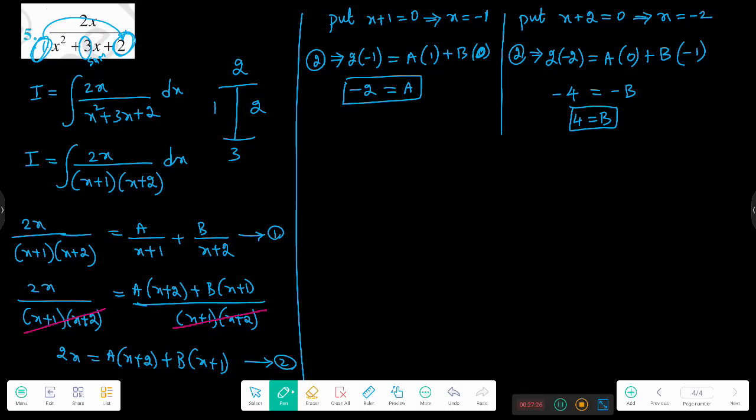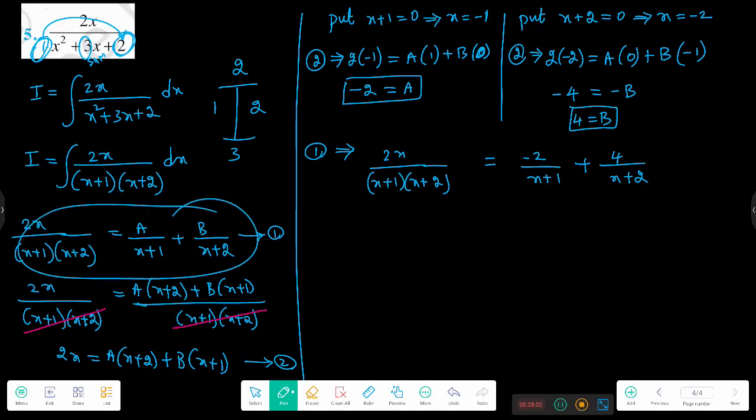Now the a value and b value, both you apply in equation number 1, my dear, and you will be getting the required. Now, a little faster. Equation 1 implies, what am I getting? 2x divided by (x plus 1)(x plus 2) is equal to a value, minus 2, divided by x plus 1, plus b value, 4, divided by x plus 2. This one I have written here as it is. Just I applied the a value and b value.